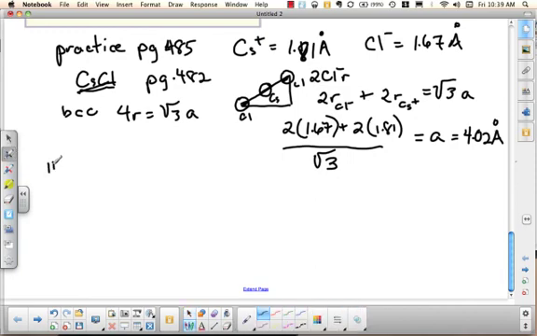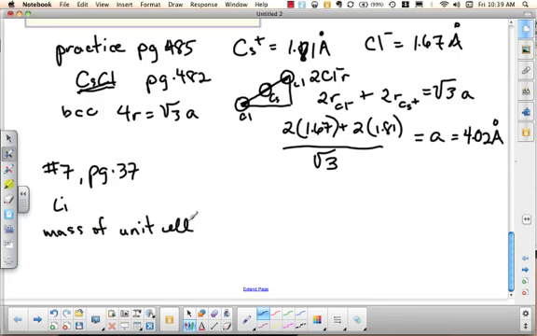All right, so number 7, page 37 from the ACS. Okay, it's asking you to get the mass of the unit cell. It gives you the fact that it's lithium, so we're dealing with lithium. They want the mass of the unit cell, and they tell you that it is body-centered cubic. I'm just going to double check the wording on that, because I did this problem on paper yesterday. Okay. Lithium crystallizes body-centered cubic. What is the mass of 1 unit cell?